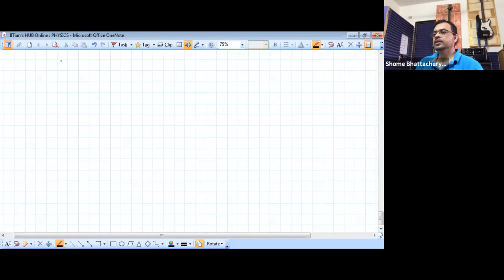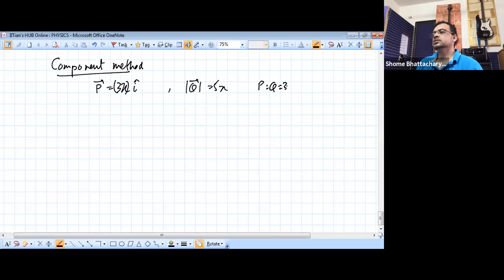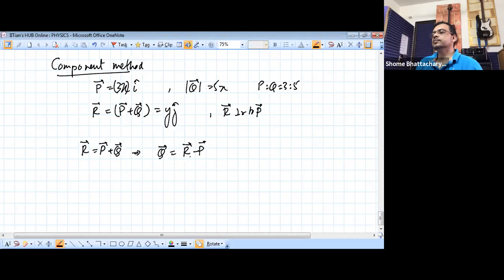So what we'll have to do here in the component method is, let the vector P be some xi cap, or let's say 3x i cap. So the vector Q's magnitude should be 5x, because it is given to us that P is to Q is 3 is to 5. Now the resultant of P and Q is becoming along the y-axis. So it is some y j cap, because R is perpendicular to this. Now resultant is equal to P plus Q. That means what is Q equal to? It is R minus P. So it is y j cap minus 3x i cap. That is what the vector Q is.